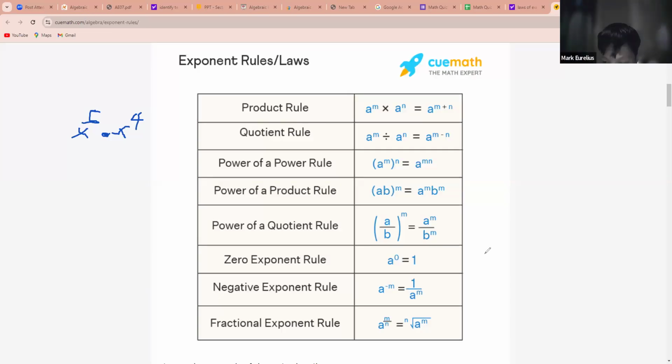What is 5 plus 4 again, Mark? 9. So our answer would be x to the power of 9. I hope it looks like a 9. X raised to the power of 9.